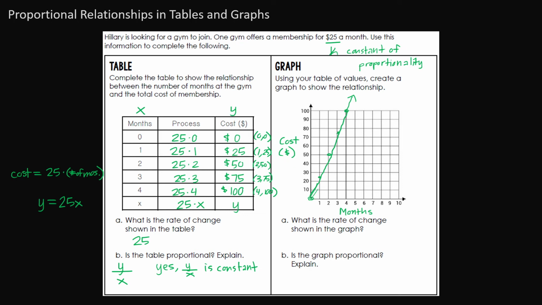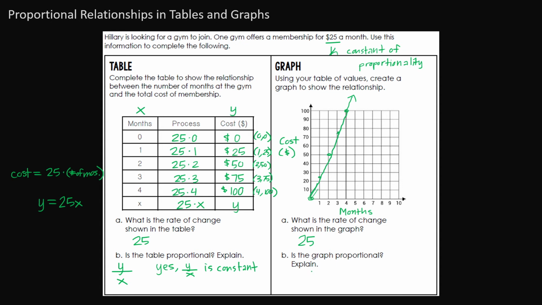And you'll notice that for every 25 we move up on the graph, we're moving 1 over. Rising up 25 over 1. Rising up 25 over 1. And so on. So the rate of change shown in the graph is also 25. Again, that's just our constant of proportionality.